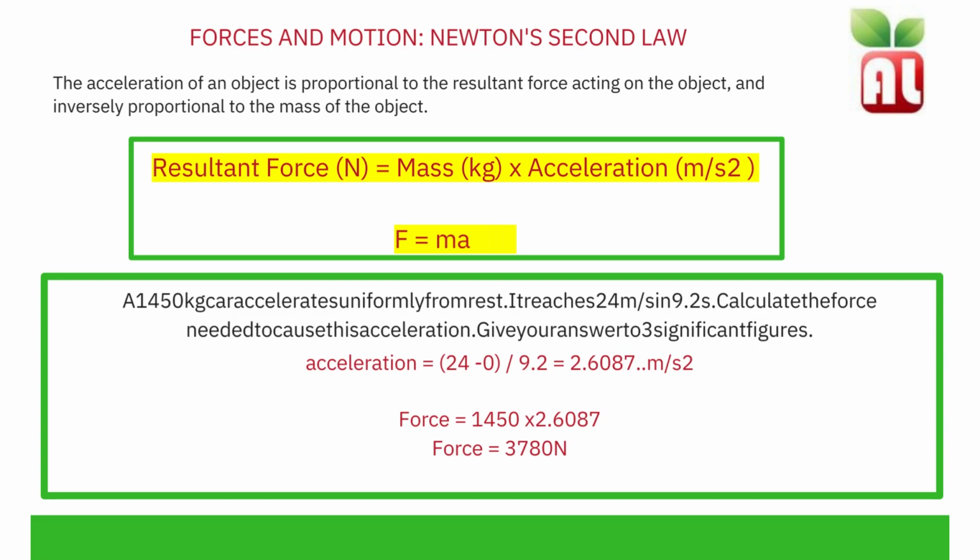Using force equals mass times acceleration, we do 1,450 times our acceleration of 2.6087, giving us a force, to three significant figures, of 3,780 newtons.